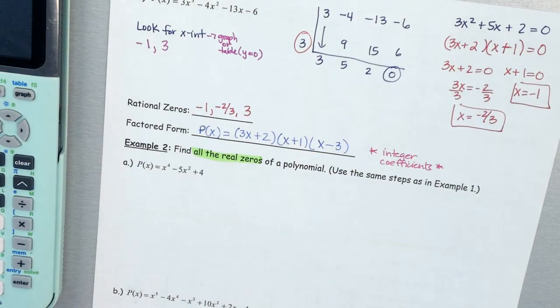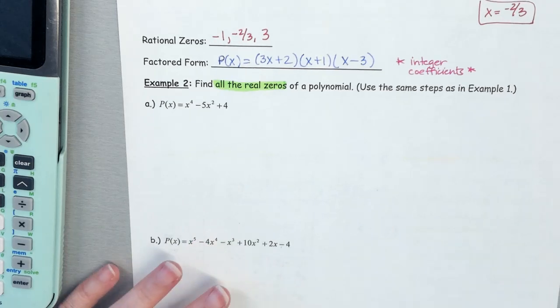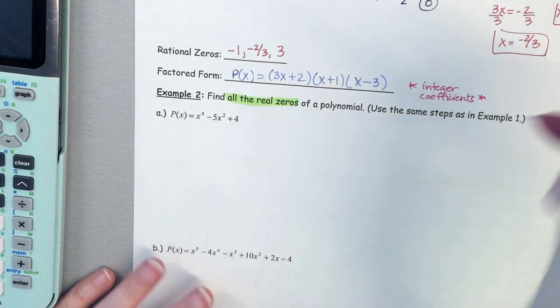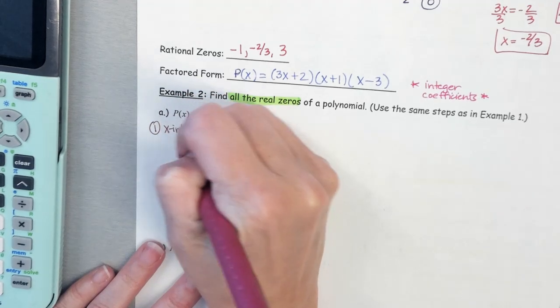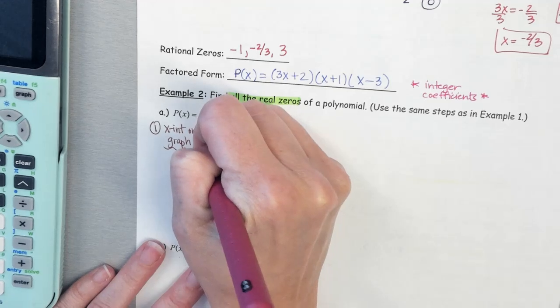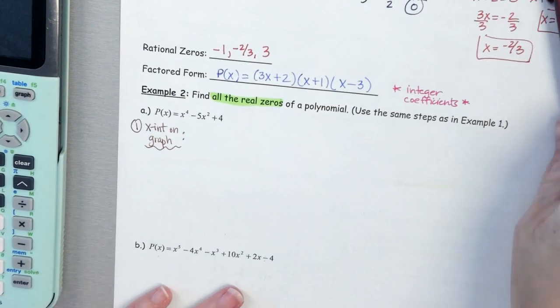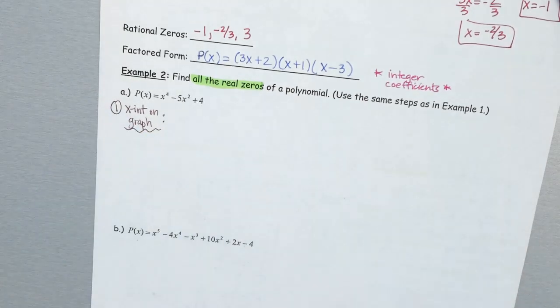Okay, so we're going to use those same steps as in example 1, but again, instead of using the rational roots theorem, I am fine if you always start by finding your x-intercepts on the graph. Just make sure if they ask you for a possible zero that you understand what those are, okay? All right, so let's go ahead and do that. I want you to find your x-intercepts on the graph.